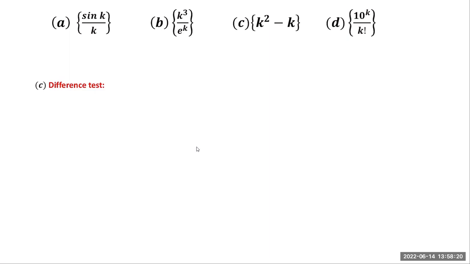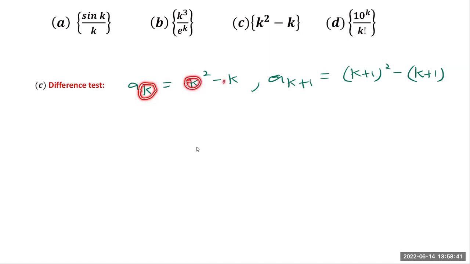First of all, notice that a_k is equal to k squared minus k. Then you can immediately calculate a_{k+1}, which is (k+1) squared minus (k+1), right? To calculate a_{k+1}, you replace your k by k plus 1 in the formula for a_k. That will be this, right?